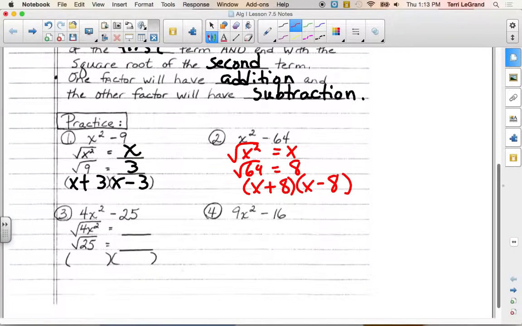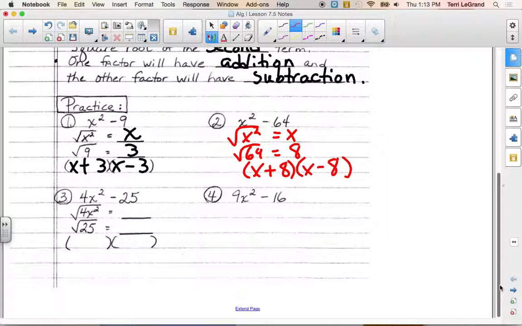Okay, notice that was when a was equal to 1. They both started with x, right? What if a isn't equal to 1? Well, do they both start with x? No. You have to find the square root of the a and the x squared. So the square root of 4x squared is 2x. The square root of 25 is 5. 2x minus 5, 2x plus 5. Does it matter? Can I do it in that order? Yes, sure. It's funny because I did it that way before you said it.